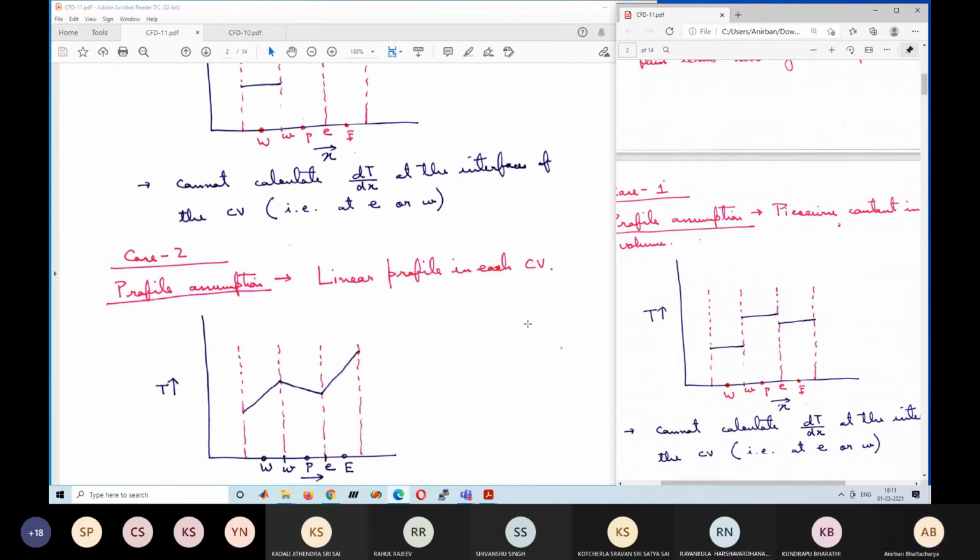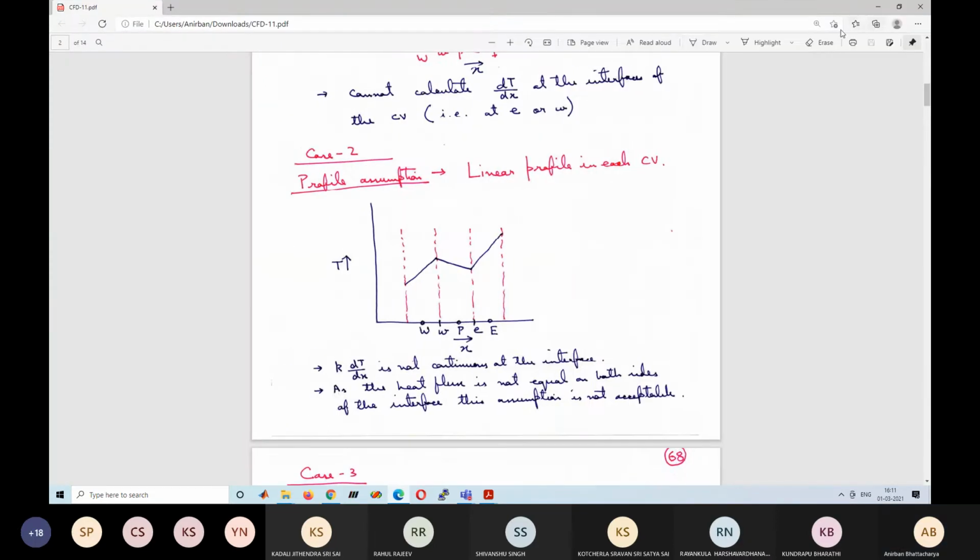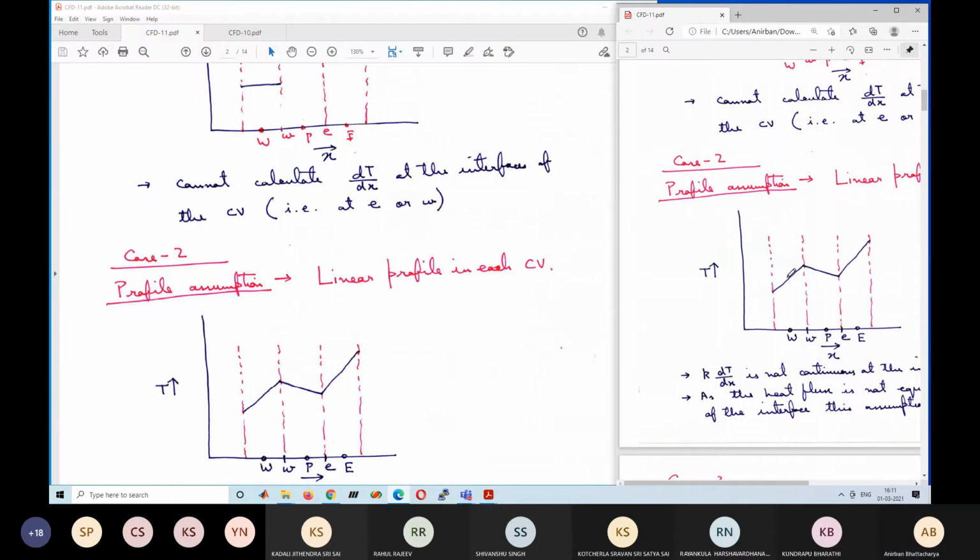Okay, the next profile assumption is that the temperature is linearly varying in each control volume, such that at each grid point the temperature is equal to the grid point value. Okay, so for example, this is the value at this grid point, and this is the value at this grid point.